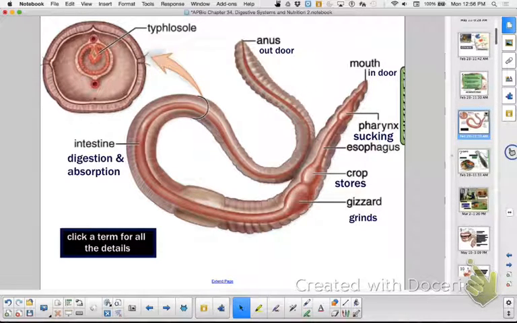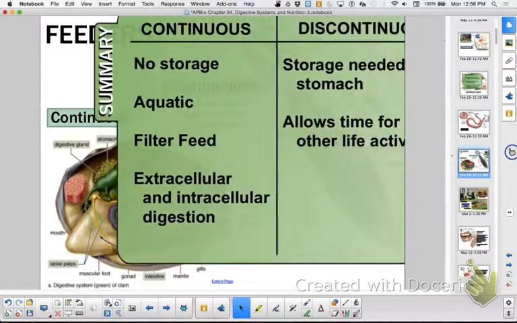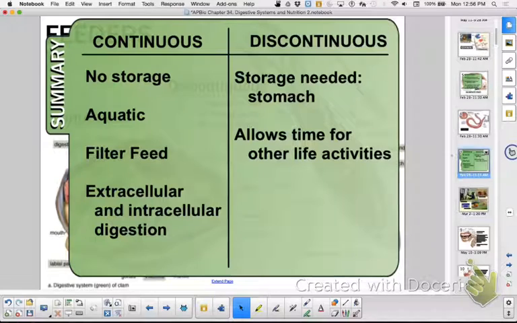Now, continuous versus discontinuous feeders, that is exactly what it sounds like. Continuous eaters are expending energy constantly, in this case, filter feeding for food. Discontinuous feeders eat a larger meal and then store it, so you need a place to store. This would be considered more adaptive for organisms that want to do other things besides eat. Okay, and here is a review of that. It allows time for other activities. All right, that's the breakdown there.